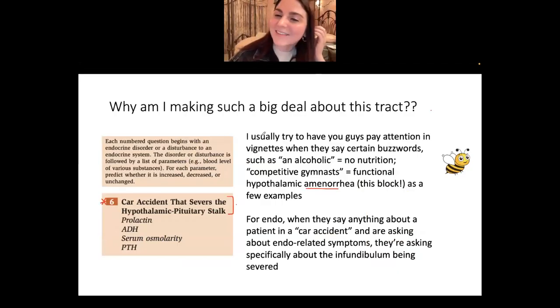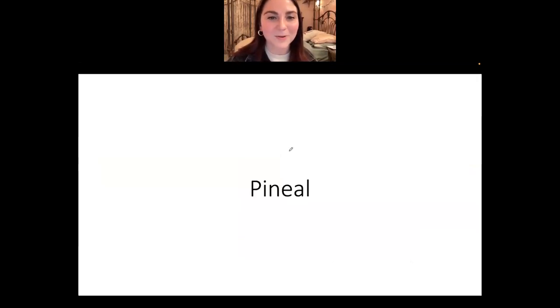Oh, I love that. See? A vegan with a B12 deficiency. I'm telling you, there are always these little buzzwords that they mention all the time, and I try to bring them up whenever it's relevant for you guys. This block, look out for your competitive gymnast, because that's what they have. But yeah, car accident, and you can tell it's an endo-related question. They're primarily asking about ADH and oxytocin. So we're not going to do the questions here, but pretty much the only ones that are going to be affected are the ones that are ADH and oxytocin relevant. Okay? All right. Cool.